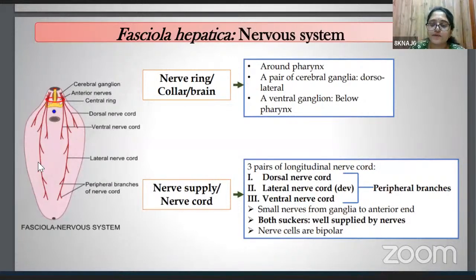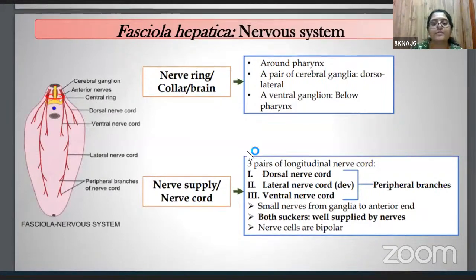Now, each of them has peripheral branches. And there are small nerves from the ganglia onwards to the anterior end. And the suckers are supplied by nerves. And they are bipolar in nature. That is, you can distinguish the head and the tail of the nerve, basically.